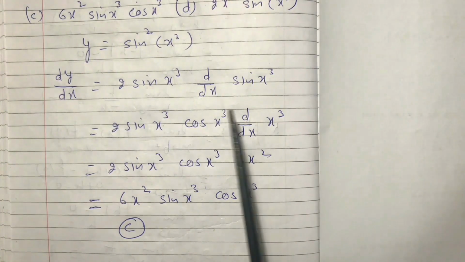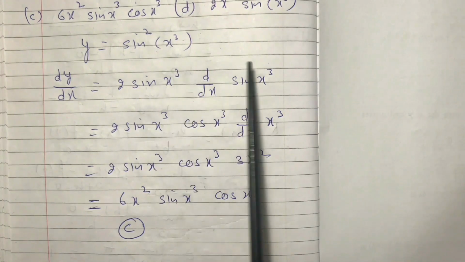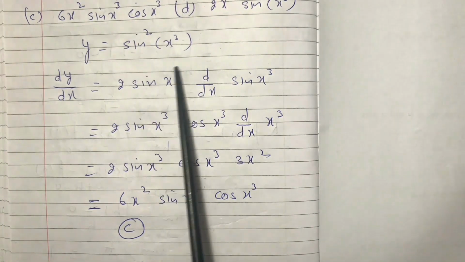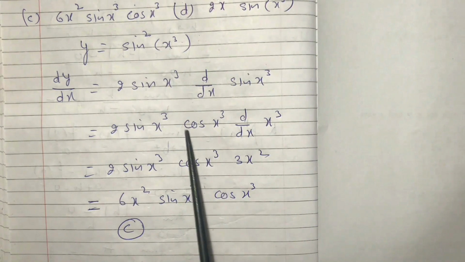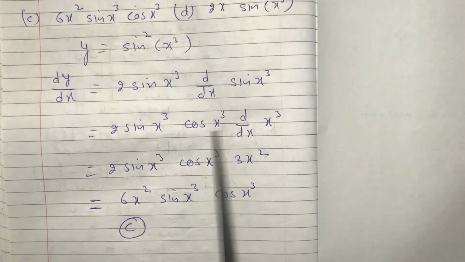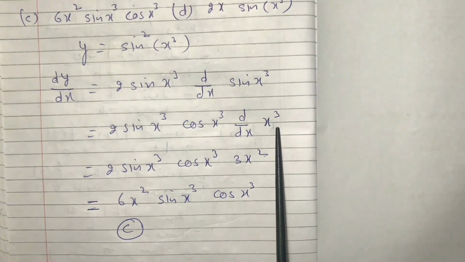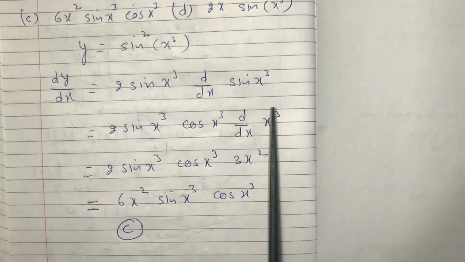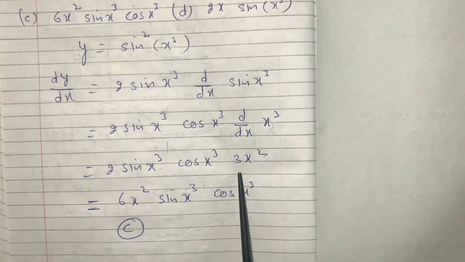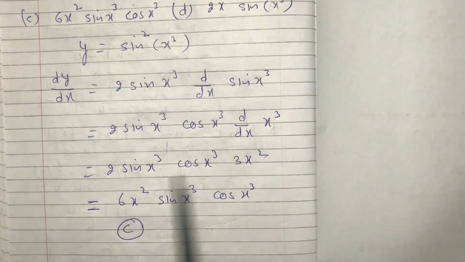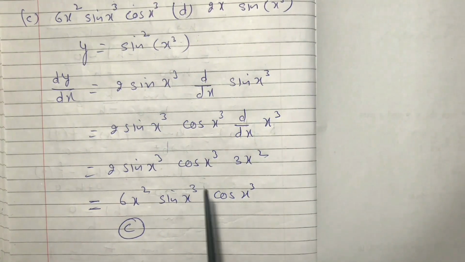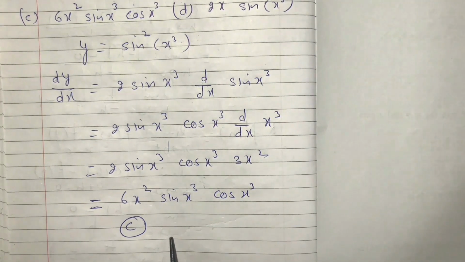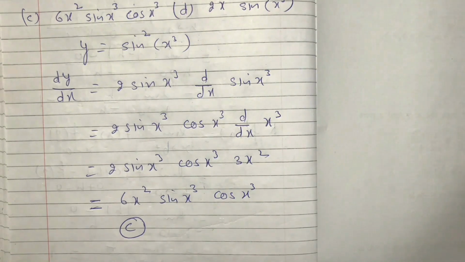So you can check this. Here I have differentiated this with respect to sin x cube, then differentiated sin x cube with respect to x cube, then differentiated this with respect to x, which comes out to be 3x square, and if you arrange it, it will come out to be 6x square sin x cube cos x cube. So its answer is C.